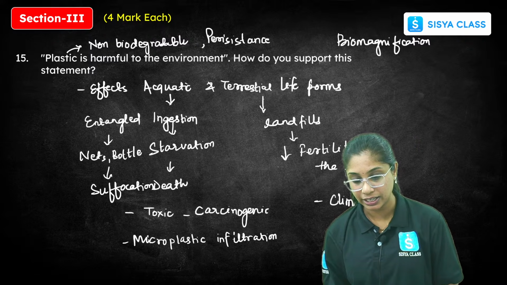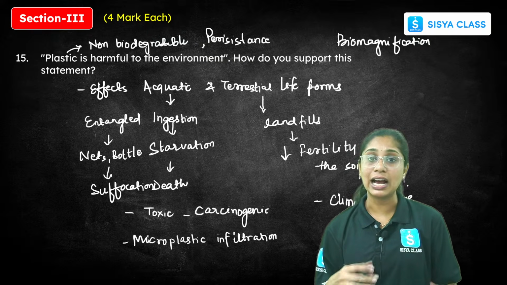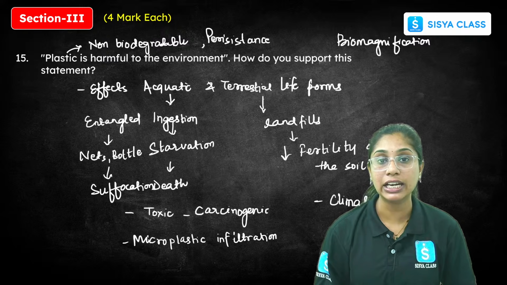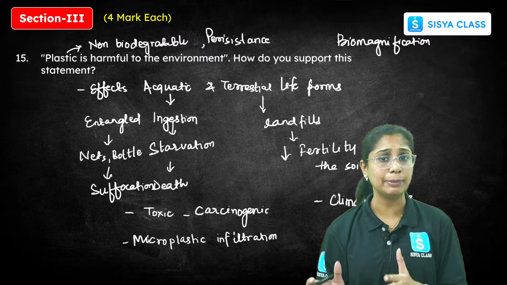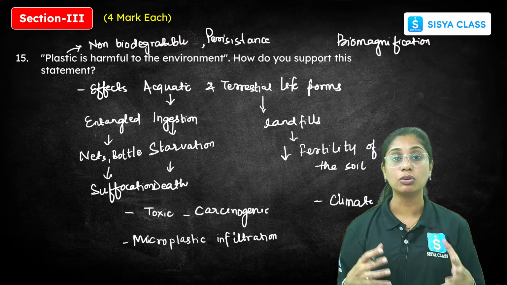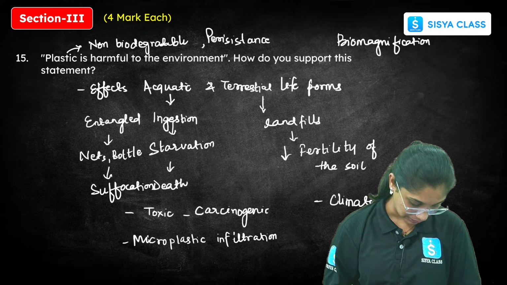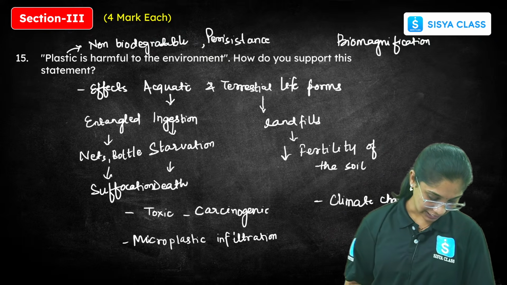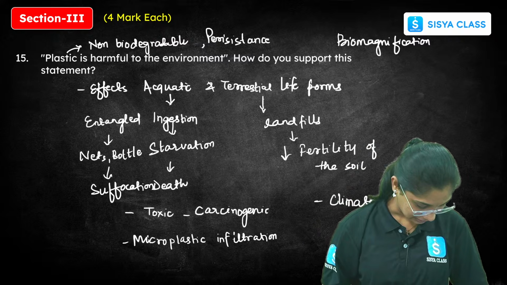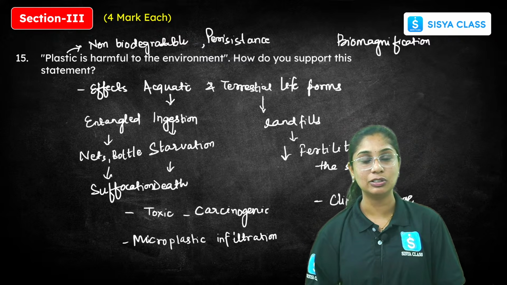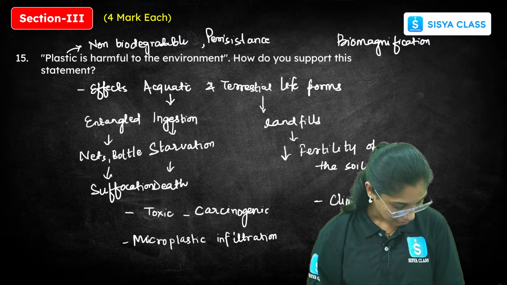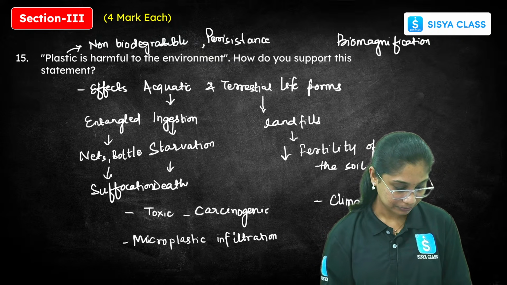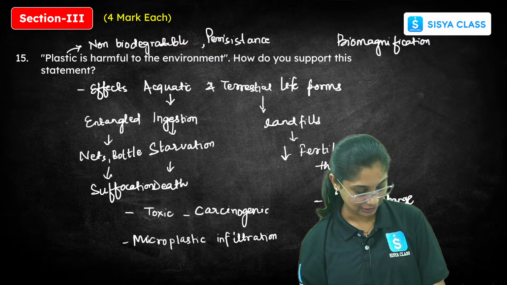How does it lead to climate change? Because plastic production and disposal account for around 3 to 4%, or actually 3 to 5%, of the global greenhouse gas emission. Okay? Fine? Yes, Prashad. It leads to cancer. Yes, carcinogenic, those which can cause cancers. Clear, everyone?